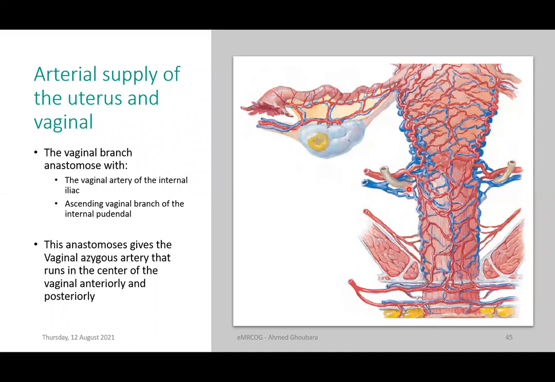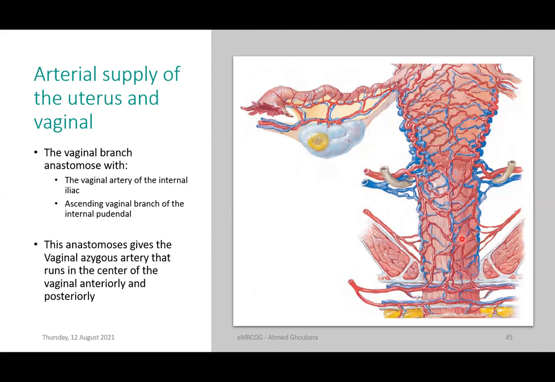So the branches meet in the middle: branches from the uterine and from the vaginal artery, also some branches from the internal pudendal artery, the main supply of the perineum. From the left side and right side, they merge in the middle of the vagina to form a single pool, as we might call it. This artery is called the azygos artery, the vaginal azygos artery. So all of those arteries meet in the middle to create the azygos artery of the vagina.